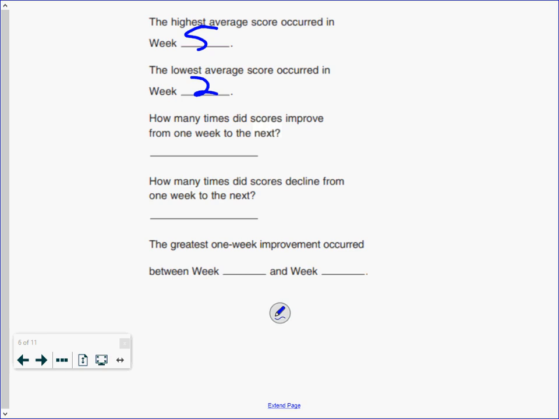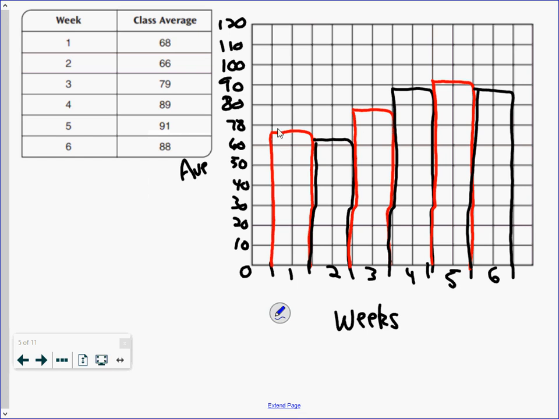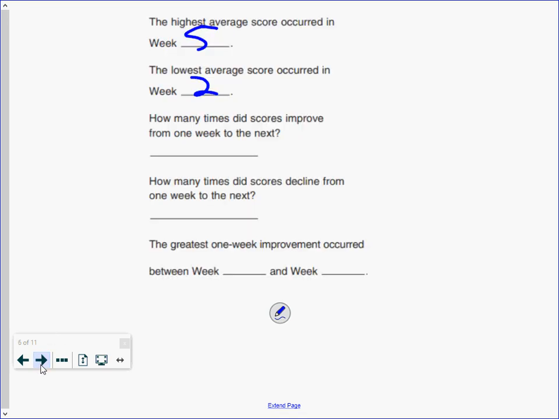How many times did scores improve from one week to the next? So how many times did scores go up? Well, they didn't go up here, they went down. So went up here once, went up here twice, went up here 3 times. So from week 2 to 3 it went up, from week 3 to 4 it went up, and week 4 to 5 it went up. So it went up 3 times.